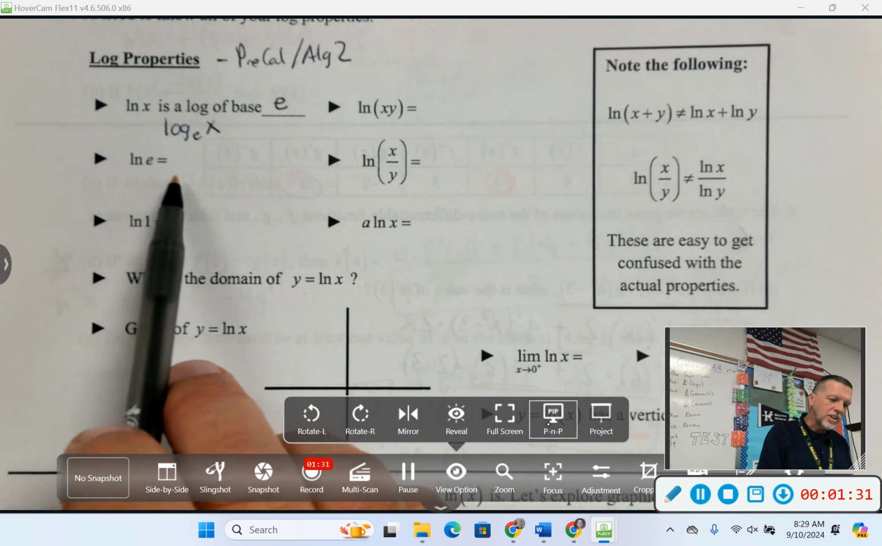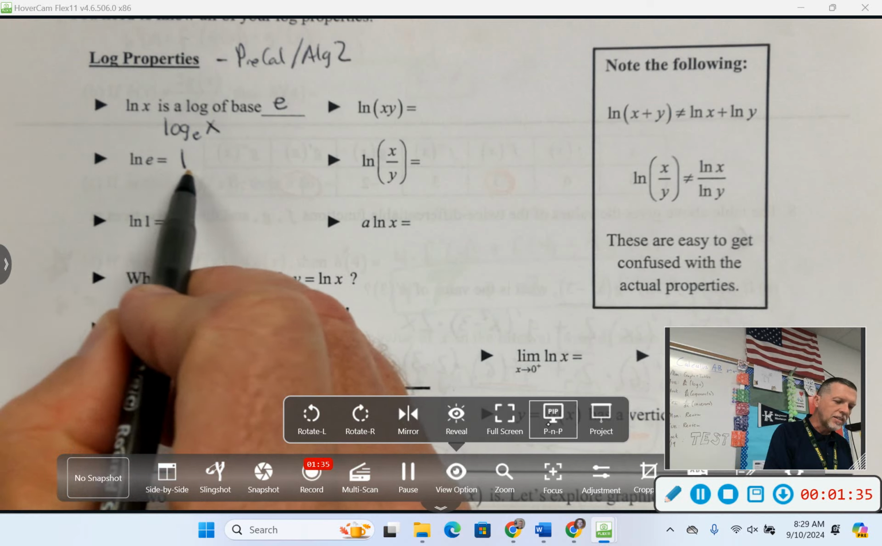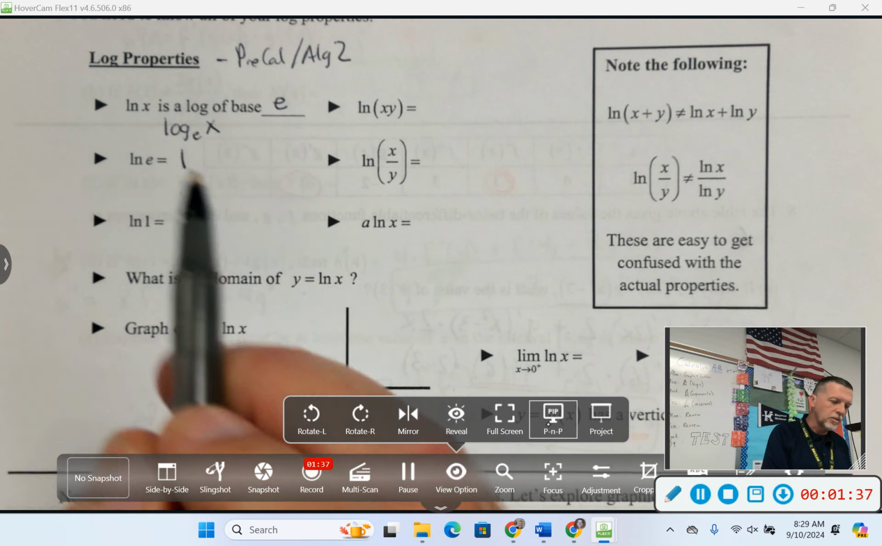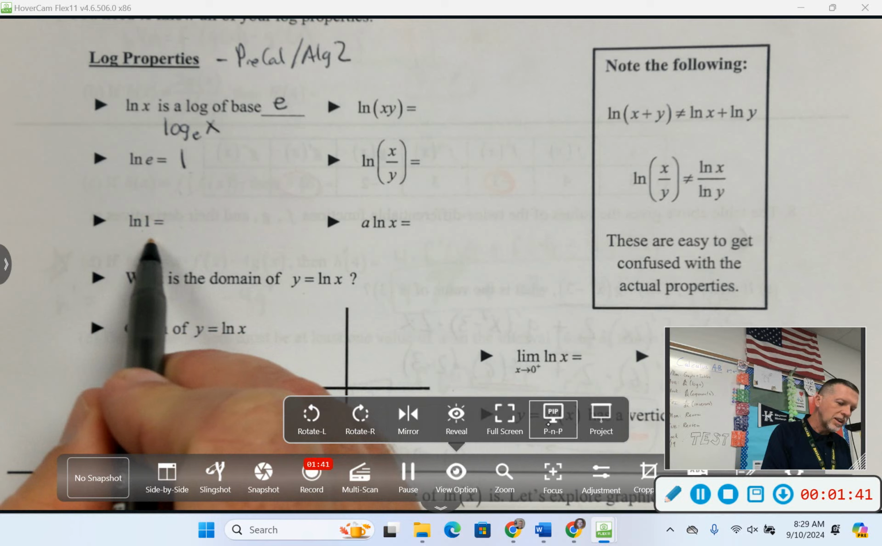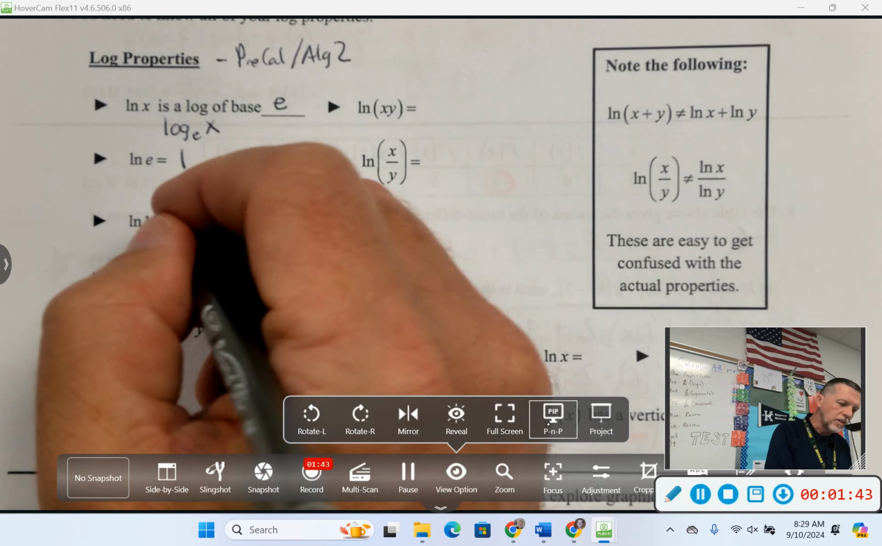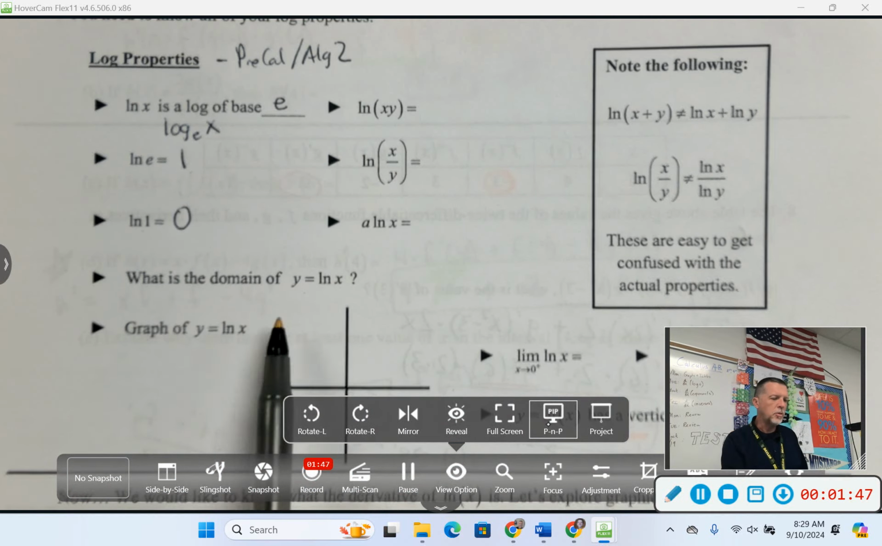What about natural log of e? 1. That means e to something is e. Well, e to the first is e. Natural log of 1 means e to what would be 1? 0. Domain, we'll get to that in a minute.